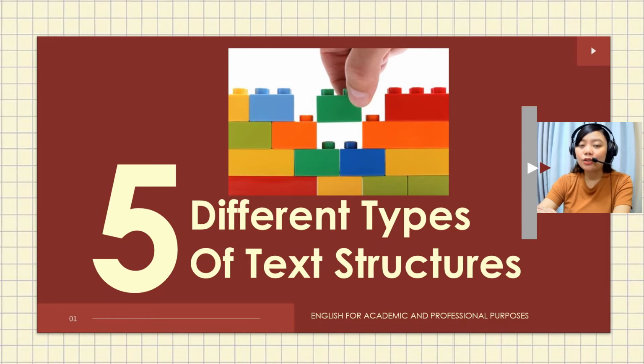Now, in text structures, in EAPP, we have 5 different types that we have to observe. So again, as readers and as possible writers of different text types under academic writing or formal writing, you have to be knowledgeable of these text structures so that you'll be able to know exactly the text structure that you are reading, and you'll be able to come up with your own text structure since you already know the pattern.